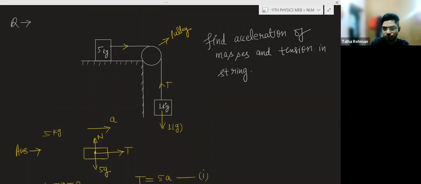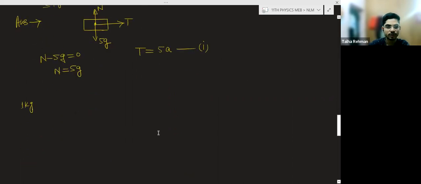Is there any force? No, there will be no force apart from tension and this. This mass is going in this direction, with an acceleration a. For the 1 kg mass, there will be a force in this direction, that is 1g. There will be a tension force in this direction, and the acceleration is in this direction.